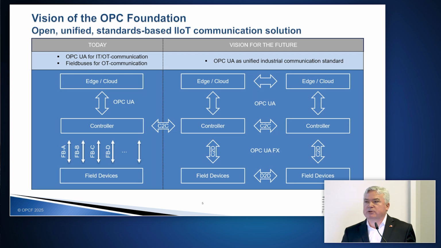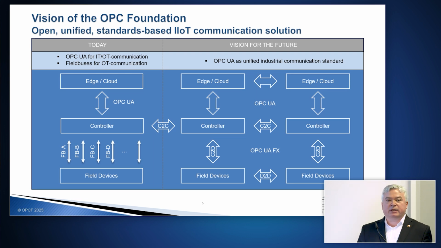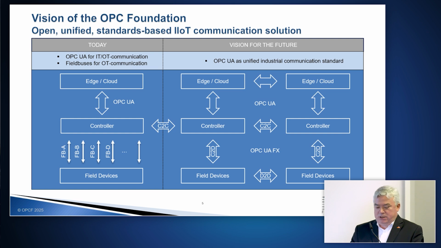Now, how does this look when we look more at the landscape, how automation is done today and in the future? You see on the left-hand side how the traditional approach is today. You have OPC UA from the controller up. You have different field buses, certainly too many field buses, going down into the field level. And now we are changing this by including OPC UA FX.